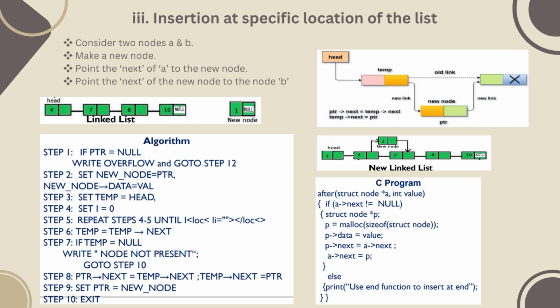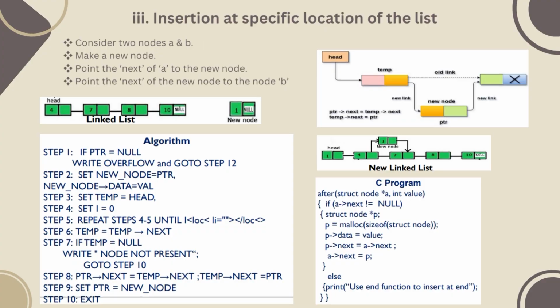If temp is equal to null, that is no node is present, display the message, go to step 11. Step 8 is I equal to I plus 1. Step 9, PTR of next is equal to temp of next, temp of next is equal to PTR. Step 10, set PTR equal to new node. Step 11, exit out.